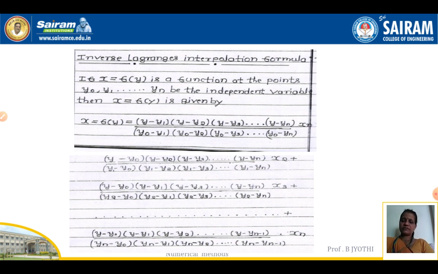So next one will be y minus y0, and here y1 is left out. So y1 divided by y1 minus y0, y1 minus y2, etc. Next, y minus y0, y minus y1, and the y2 term will not be there, that is y minus y3 into etc. So the denominator is y2 minus y0, etc., and x2 is multiplied. So it goes like this.